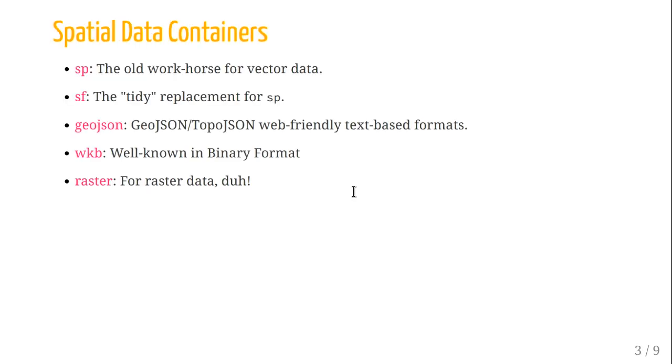So let's start with the spatial data containers. By that, I mean packages that provide you data structures for holding spatial data within an R session. The first one that you will always invariably come across is the SP package, SP for spatial. This is almost like a 20-year-old package, still going really strong. It's a real workhorse for any vector data thing that you want to do with R. Like it provides you data containers for almost all types of vector data.